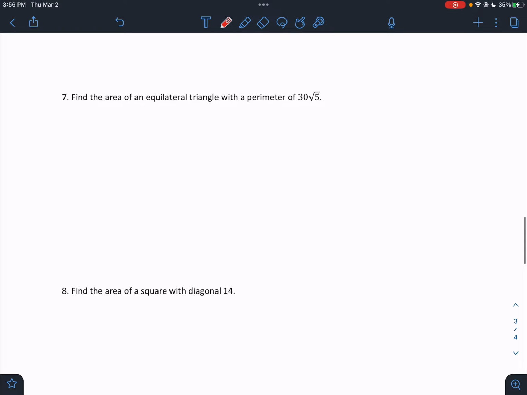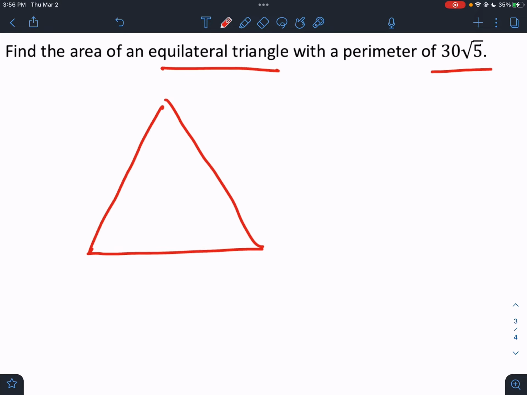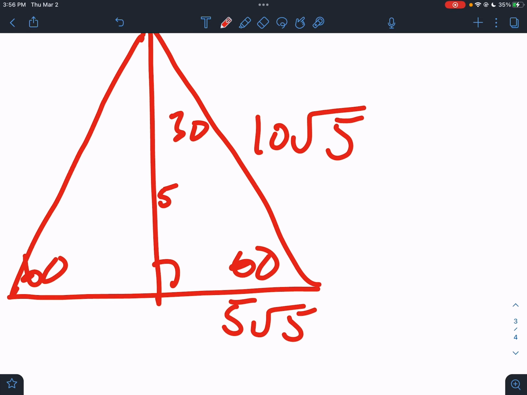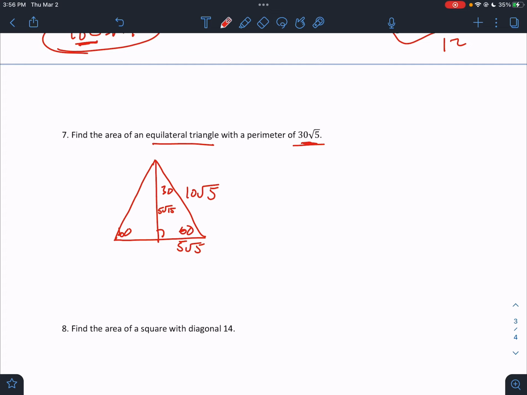Next question: an equilateral triangle with a perimeter of 30 root 5. Find the area. We've got to get really good at equilateral triangles. Remember, these are all 60s, so when you drop the height, it's a 30-60-90. Each side would be 10 root 5 if the perimeter is 30 root 5. Divide by 2, 5 root 5, and then times root 3. This would be 5 root 15.